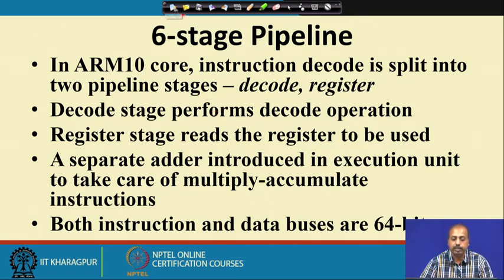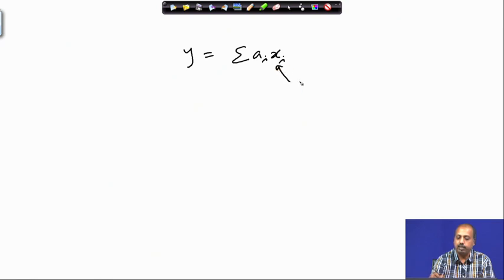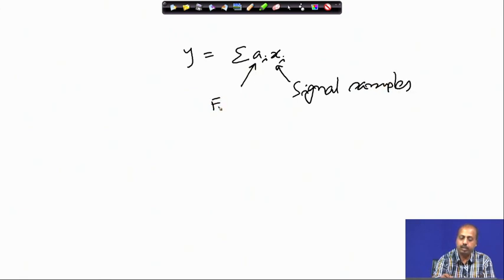So, multiply accumulate is something like this. Suppose I have an operation like y equal to sigma ai xi. This is a very common operation in signal processing, where the xi's may be signal samples and the ai's are the filter coefficients. So, whenever we are doing any computation in signal processing, such as filtering operations, they often do it like this.